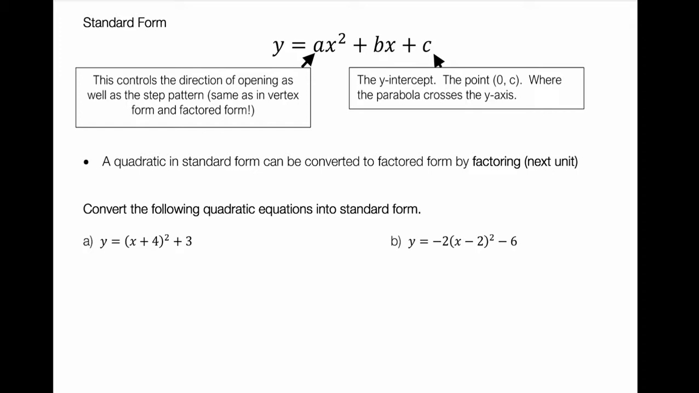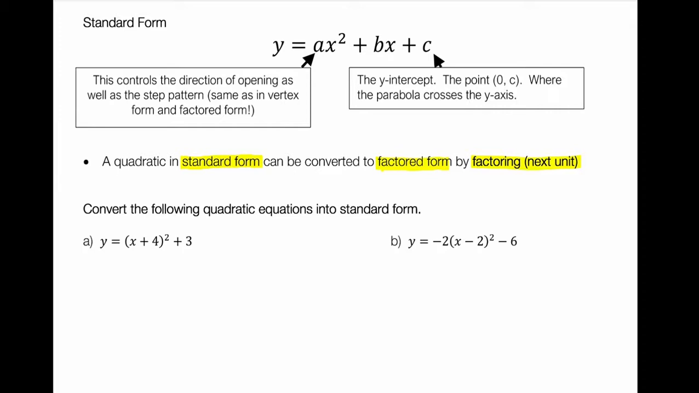Our quadratic in standard form can be converted back to factored form. So we can go from standard to factored by factoring. And we're going to look at factoring in the next unit, so you don't need to worry about it right now, but just understand that if we wanted to, we can convert standard form to factored form. And from there, we could go from factored to vertex and so on.